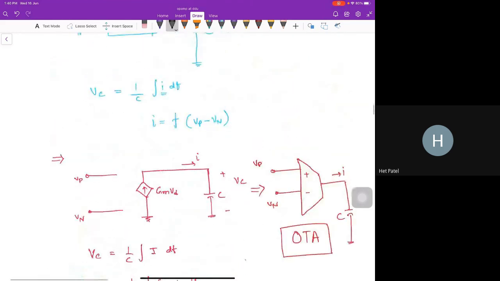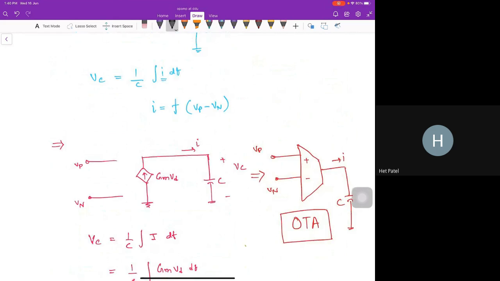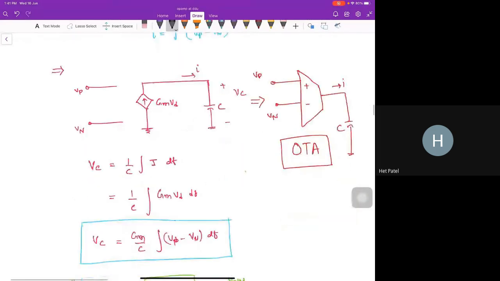So here, I need a voltage to current converter, right? Because the input is a voltage, I need a current, and that is also a single-ended current. I have a differential input, so I need a voltage-controlled current source here. This is a simple voltage-controlled current source with the transconductance GM, and that current I am passing to the C, and that is giving me an integration. And this thing is known as an operational transconductance amplifier. This is a simple OTA structure.